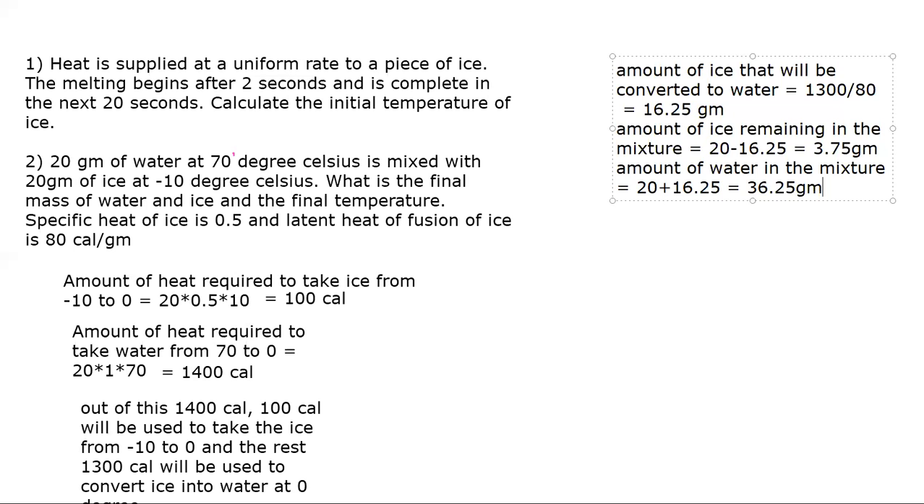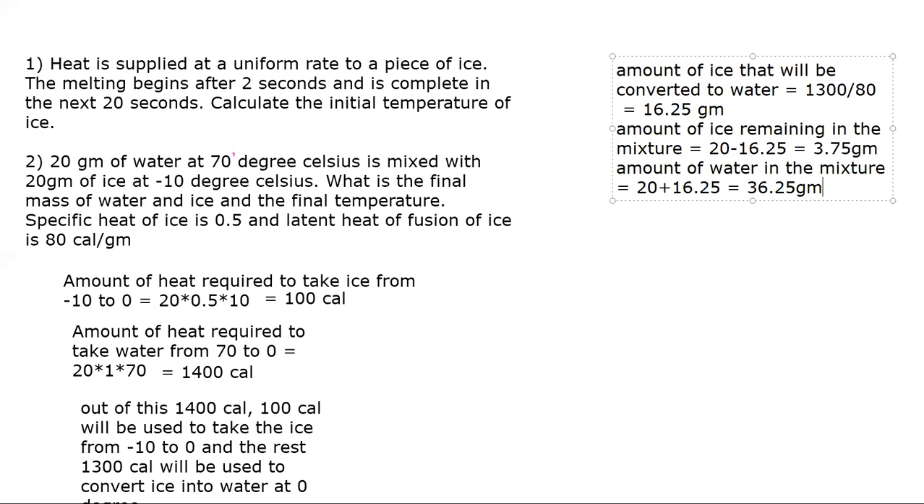Now, an important point is, why is the final temperature 0 degree? It could have been 10 degree or it could have been -5 degree. Yes, it could have been, but had it been more than 0 degree, suppose in between 0 degree and 70 degree, that final temperature was possible only when the water had enough heat to convert the whole of ice into water at 0 degree and then raise its temperature to that final temperature. But that water didn't have that amount of heat.